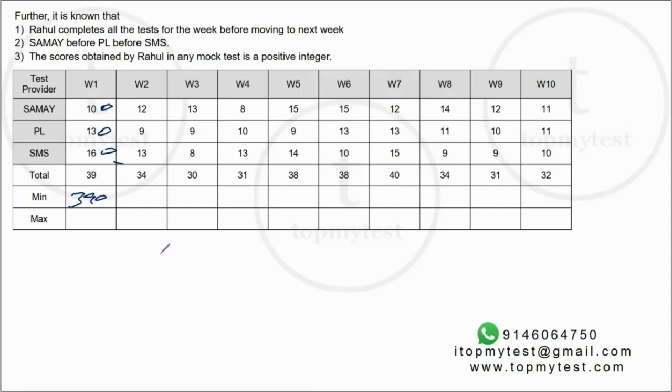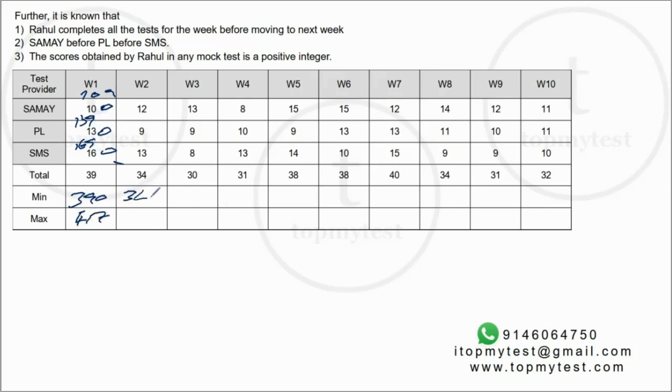What will be the maximum? The maximum value will be, if this becomes 109, this becomes 139, this becomes 169. So add 9, add 9, add 9. So add 27 to this. 390 plus 27 will be 417.